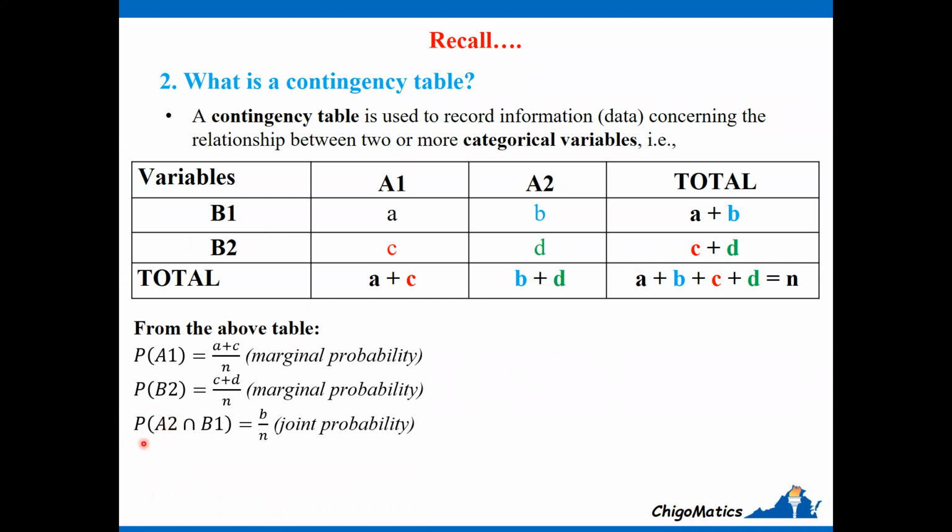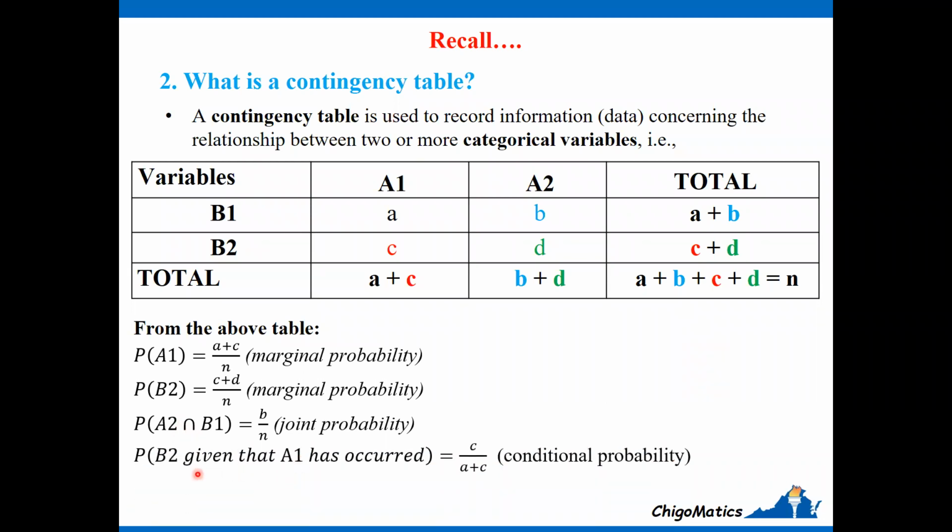Now, if we look at the probability of A2 intersection B1, we have A2 intersection B1, that is what is common, which is B. So B over the number of possible outcomes. We call that joint probability because of the intersection.